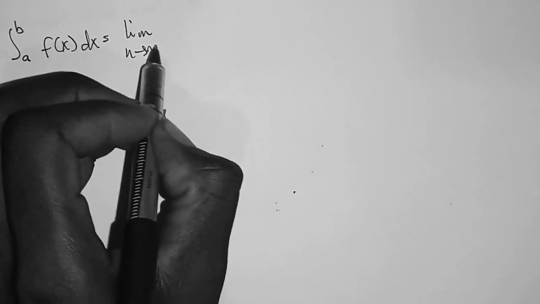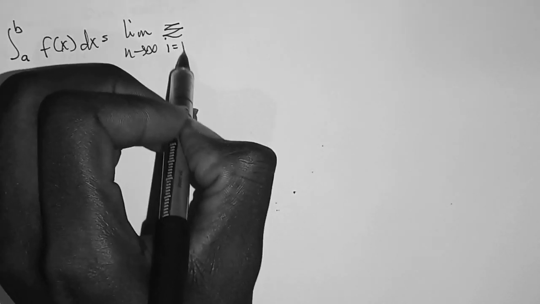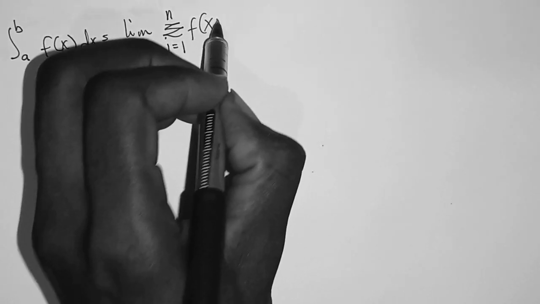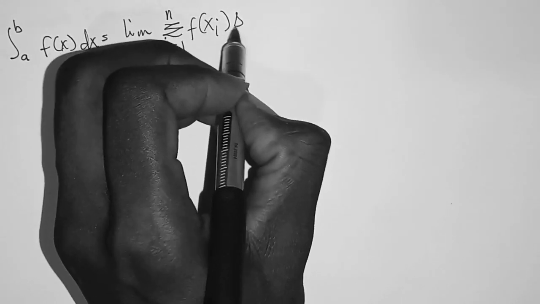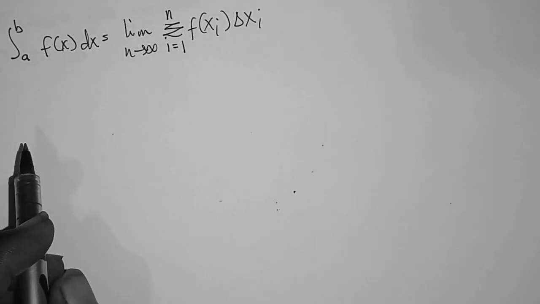So the statement of the Riemann sum is that the integral from a to b of f of x dx is equal to the limit as n approaches infinity of the sum from i equals 1 to n of f of x sub i times delta x sub i. This is the statement of the Riemann sum.